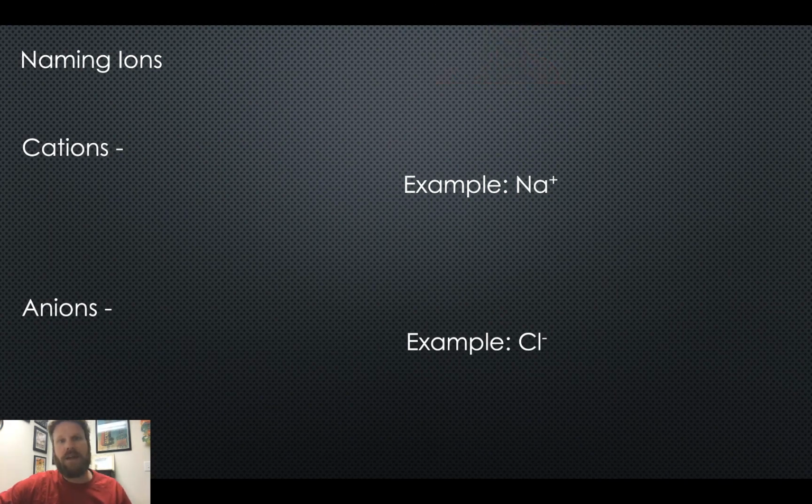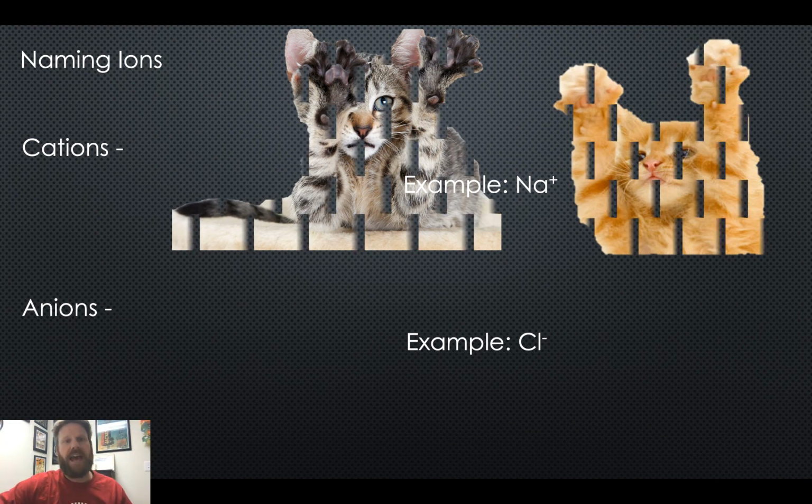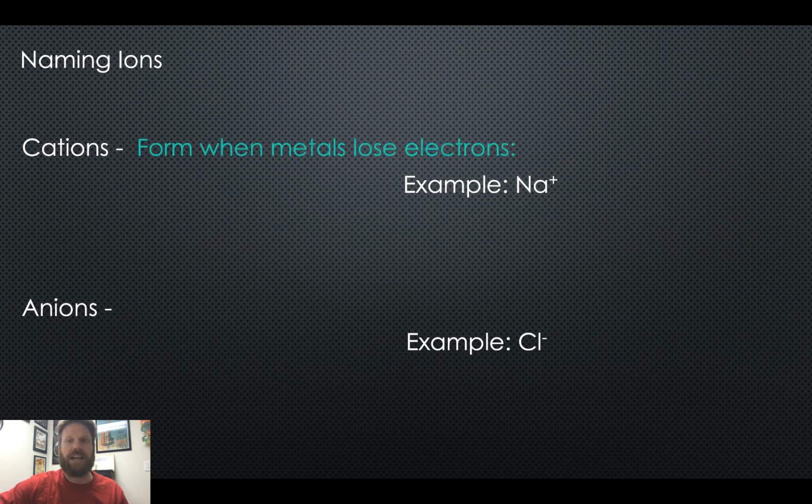Let's talk about naming ions. First off, don't forget cations are positive. That's right, they're positive. Cations form when metals lose electrons. The name for a cation is the same as the name of the element. Na is sodium. Na+ is also sodium.